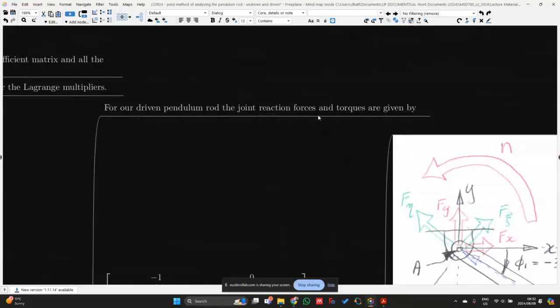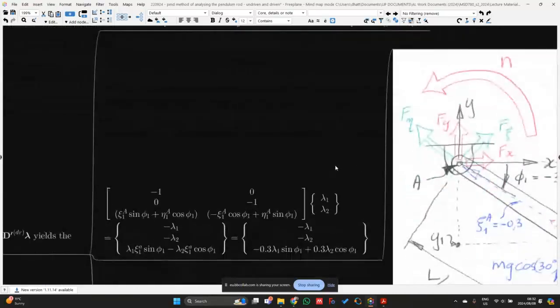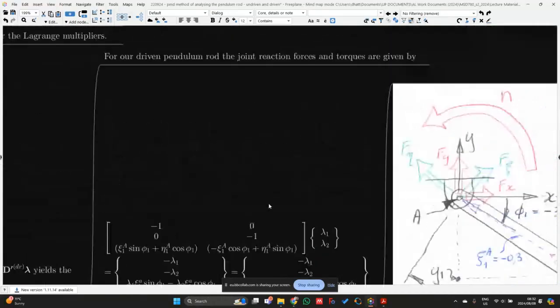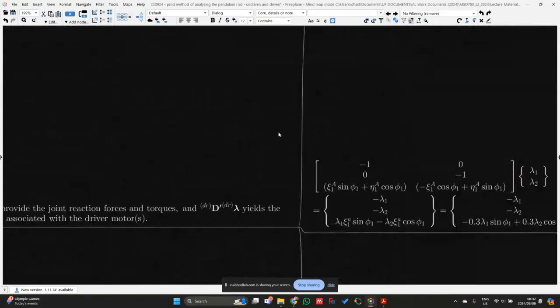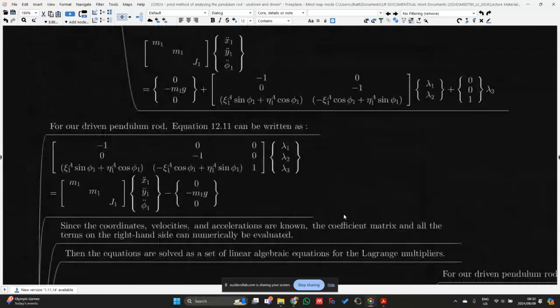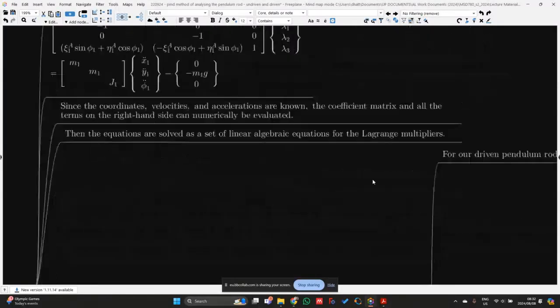For our driven pendulum rod, the joint reaction forces and torques are thus given by these equations over here. I just want to check, okay, so they only have lambda 1 and lambda 2 over here. But in our case, we can actually find lambda 3 as well, because we know all of these properties that we got from our kinematic analysis. We know what the mass is, we know the accelerations, and we also know this mass moment of inertia over here.